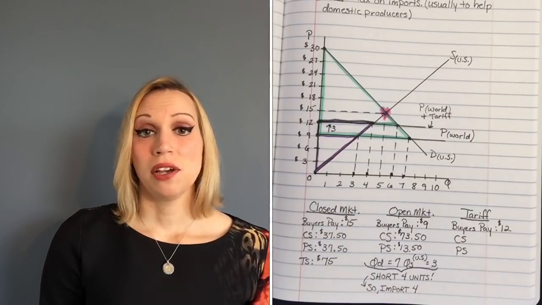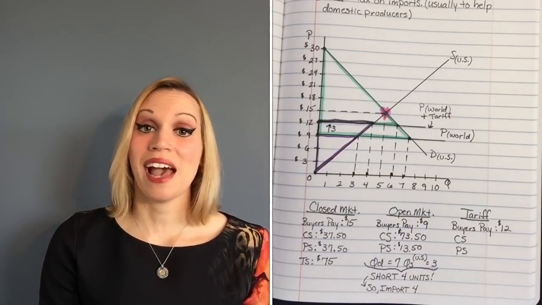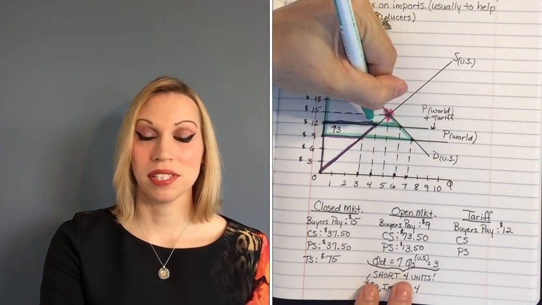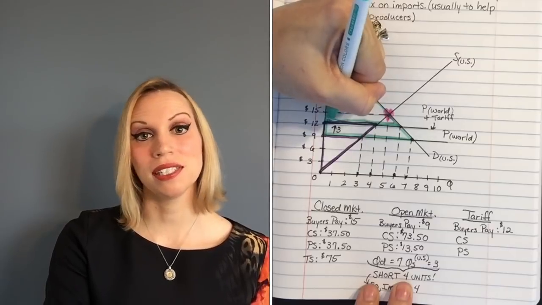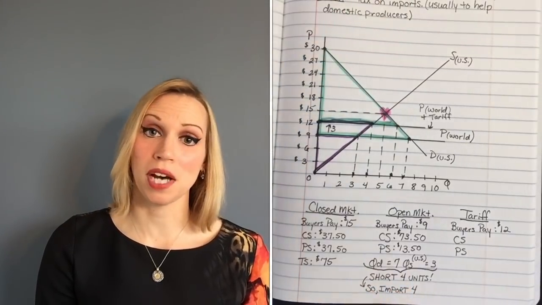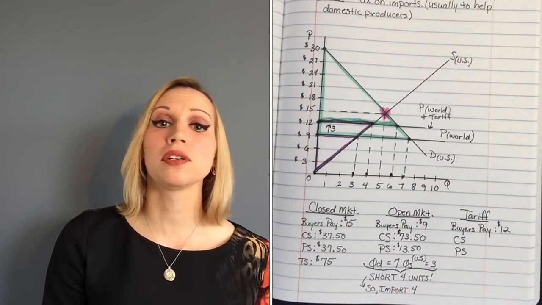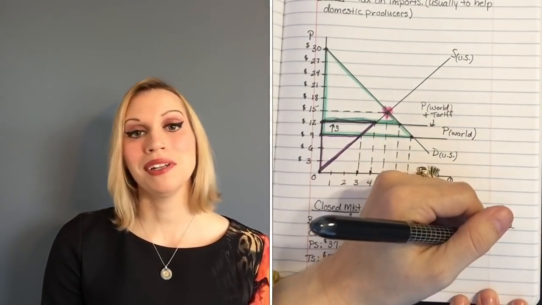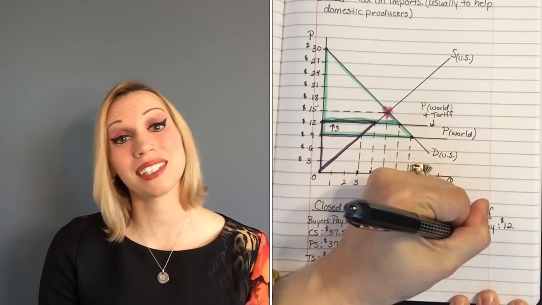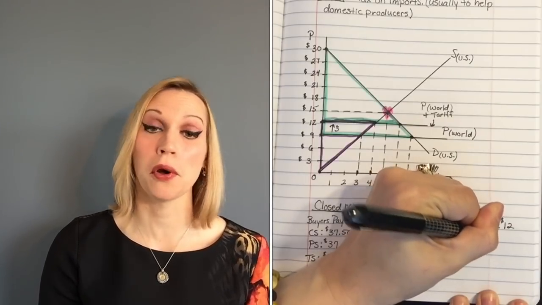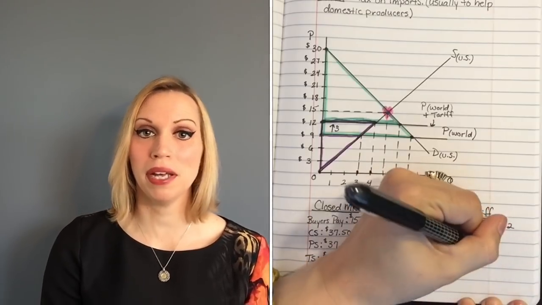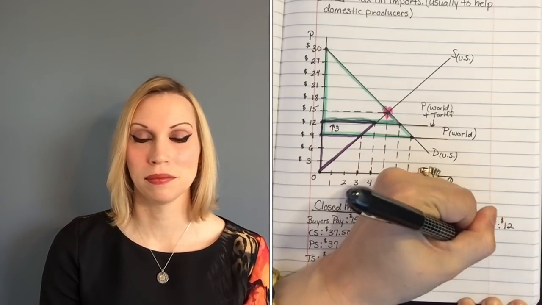So now let's see what is consumer surplus after the tariff. Consumer surplus after the tariff, when they're paying $12, is going to be $54, which is still greater than the original consumer surplus they had before the open economy, but it's $19.50 less than they had when they had full open trade with no tariff. So consumers are a little bit bummed, but at least they're still getting their items.